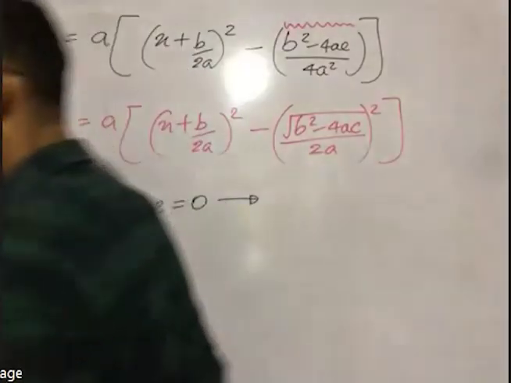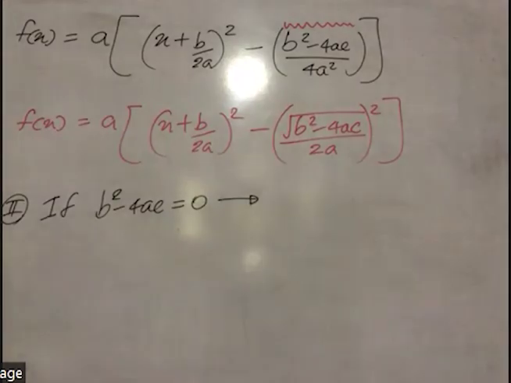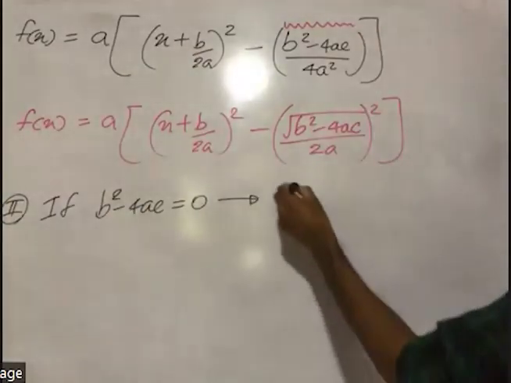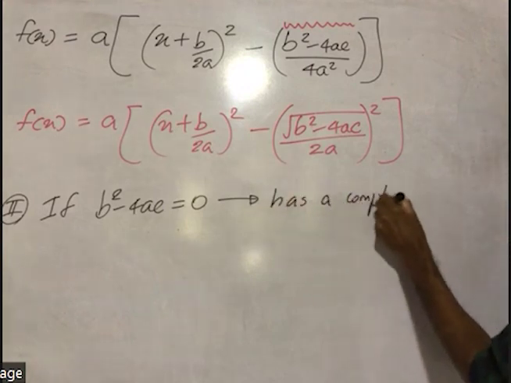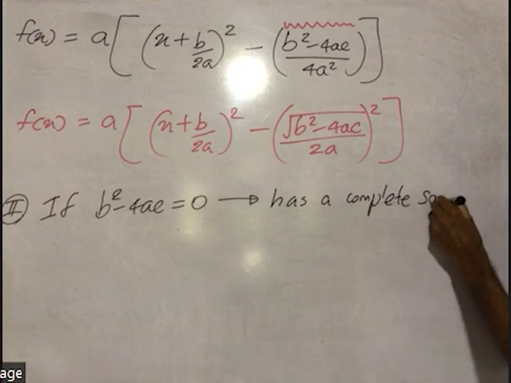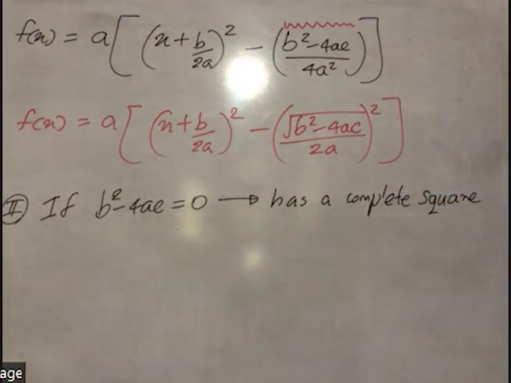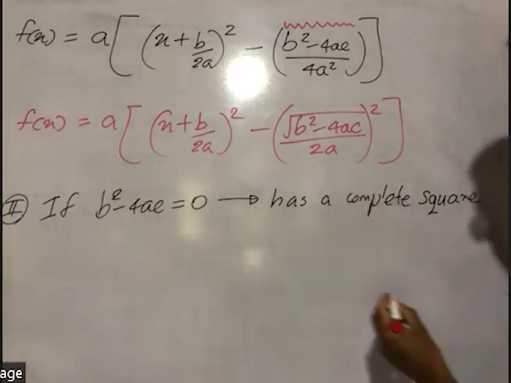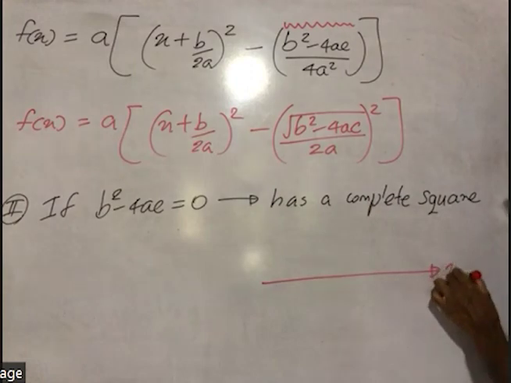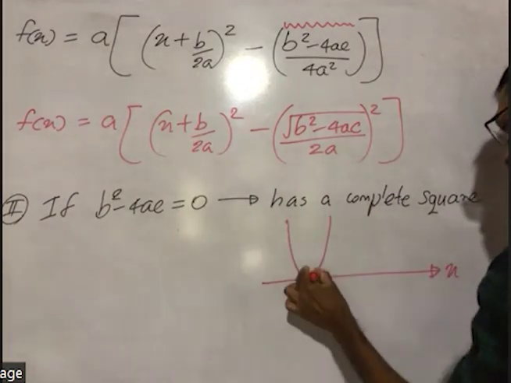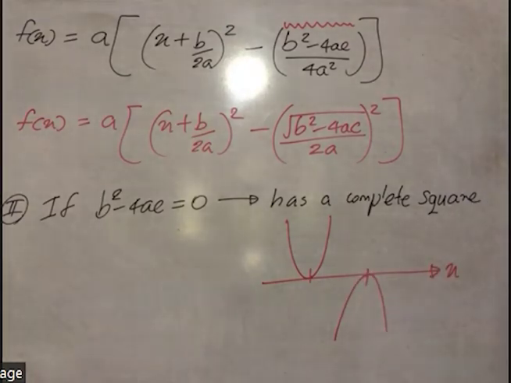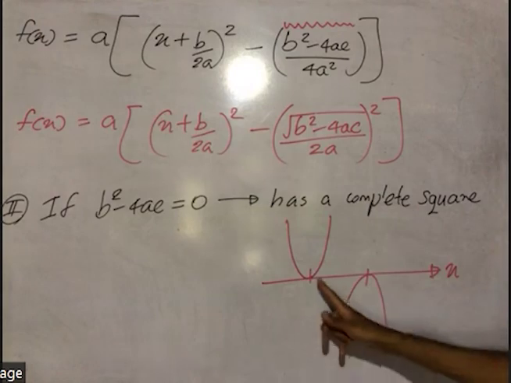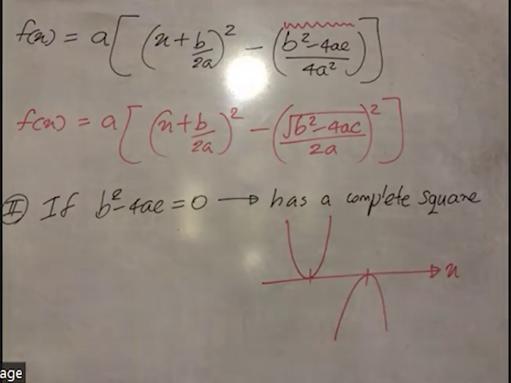You have a complete square. That means there is only one solution. If you have a complete square, you have only one solution. That means the graph can be drawn like this or like this. So if b square minus 4ac is equal to 0, there is only one solution, one place where the graph will touch the x-axis.